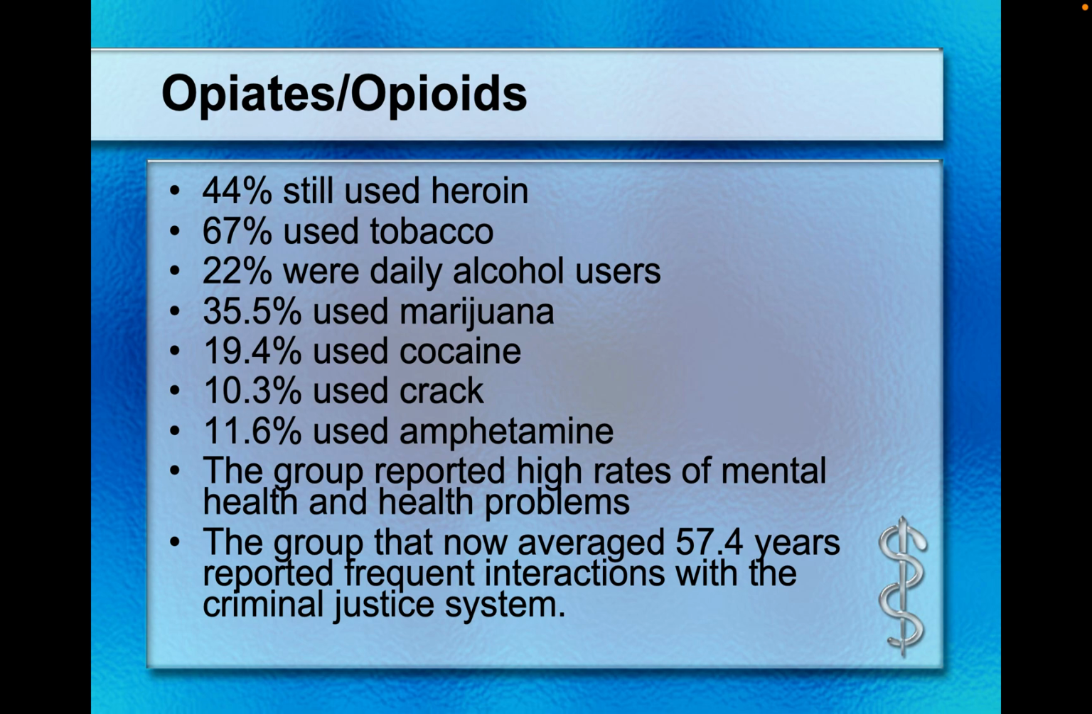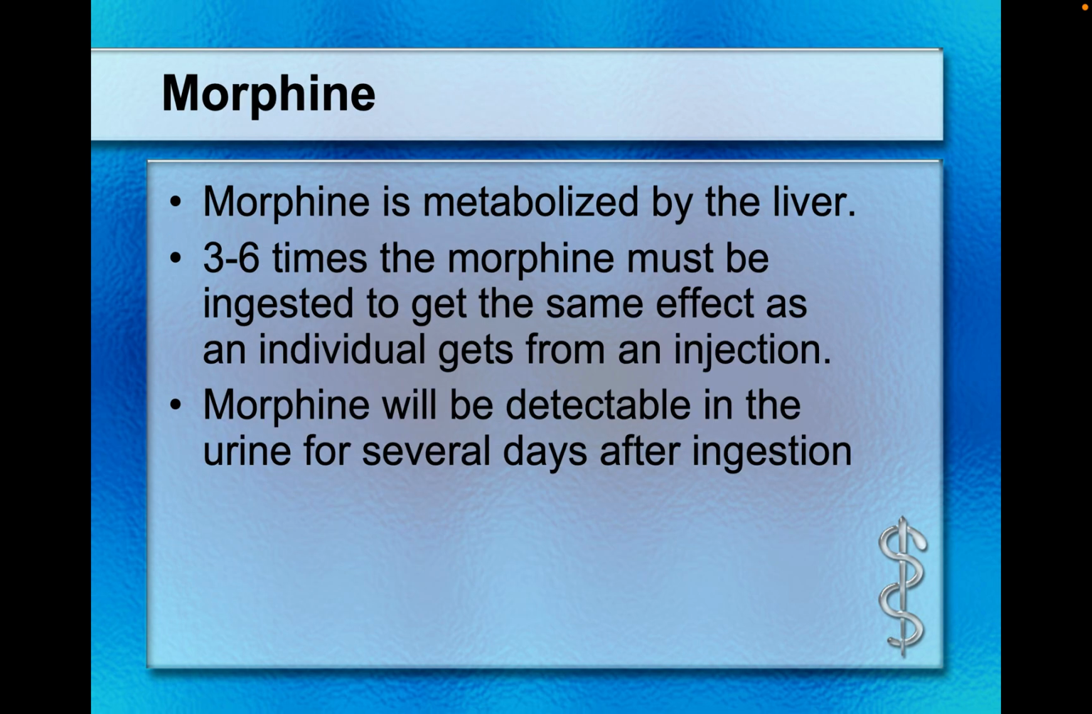44% of the ones that were still alive still used heroin. 67% used tobacco. 22% were daily alcohol users. 35.5% used marijuana. 19.4% used cocaine. 10.3% used crack. 11.6% used amphetamines. The group reported high rates of mental health and health problems. The group, which now averaged 57.4 years, reported frequent interactions with the criminal justice system.